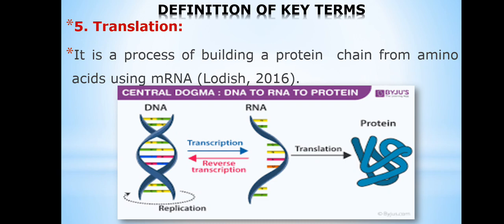So translation is a process that involves the formation of proteins. It's a very simple term. It's a process that involves the formation of what? Proteins from RNA. So you can see that it is a process of building a protein chain from amino acids using what? mRNA. So you can see there's what is referred to as the central dogma. The central dogma in medical terms simply means that you are moving from DNA, you go to what? To RNA. From RNA, you go to what?